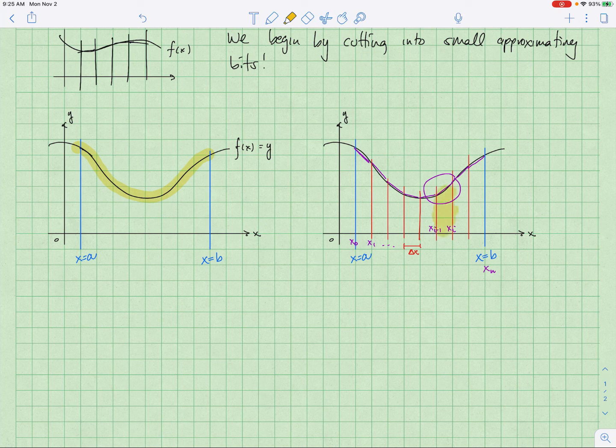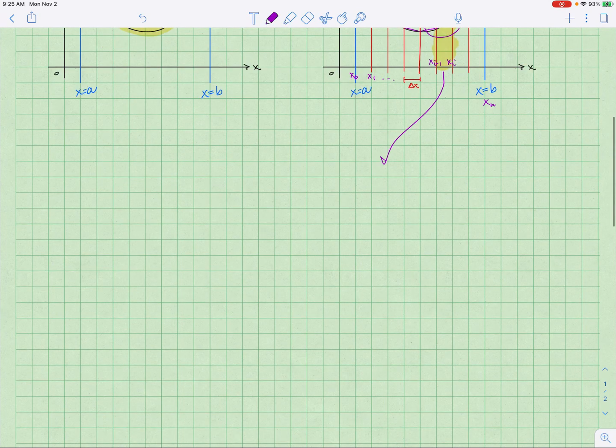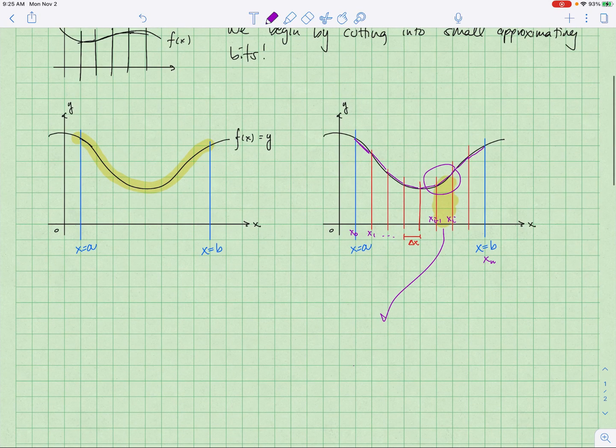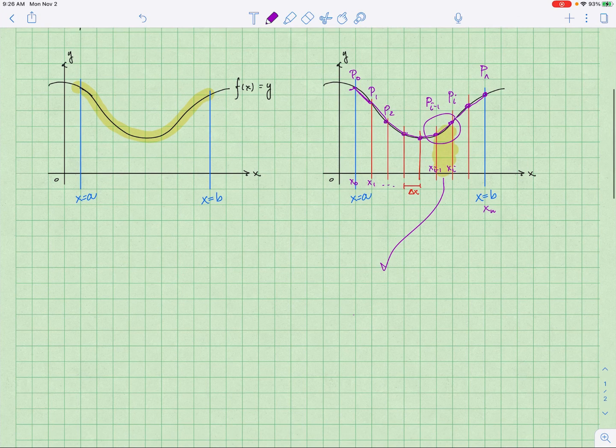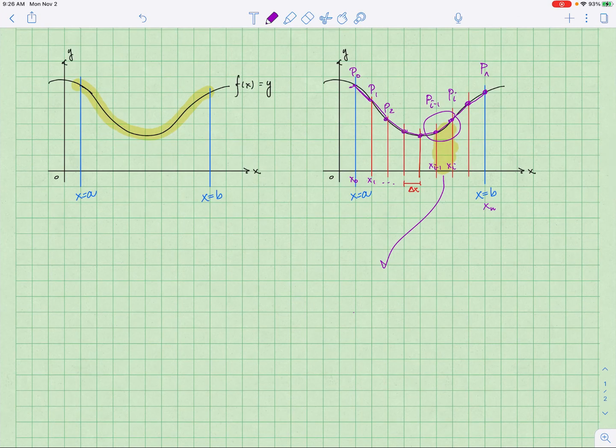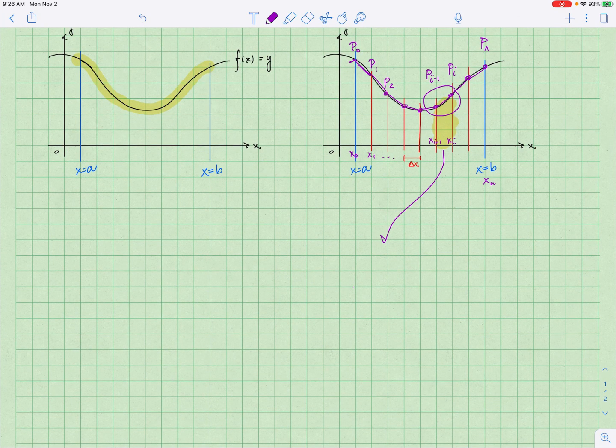Now, I'm not actually finding the area, so let's get away from that. But I have, in fact, let's call this P0, P1, P2, dot, dot, dot, point P sub i minus 1, point P sub i, and point P sub n. These are the points on the curve at either end of the subdivision. And really what we're doing is we're just using the distance formula a bunch.